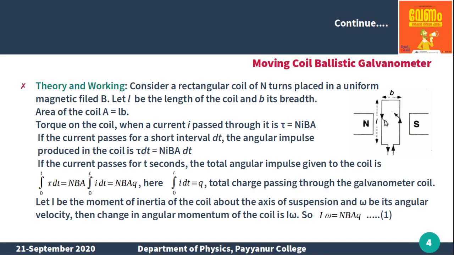Theta was the angle between the normal to the surface of the coil and the magnetic field. Here also it's a radial field. Radial field means the normal drawn to this surface makes an angle of 90 degrees with our field. If it is a radial field, it will always make 90 degrees. So sin 90 is 1.